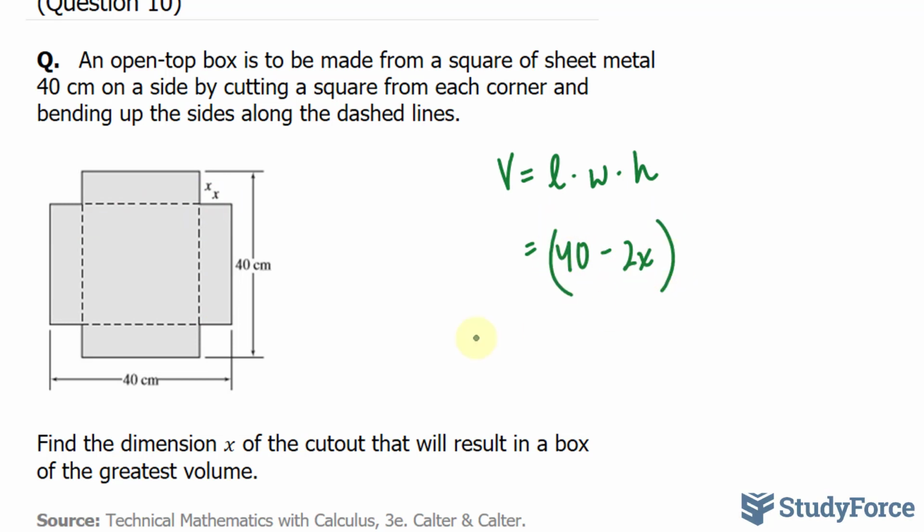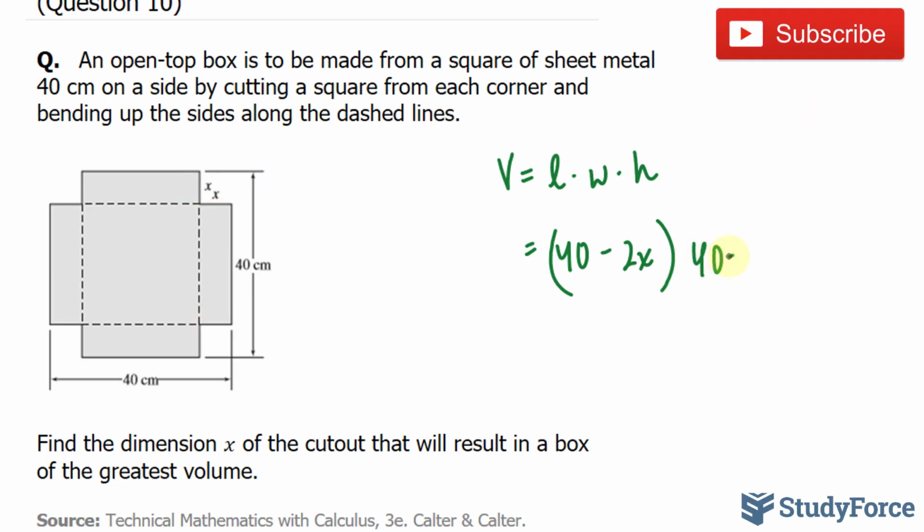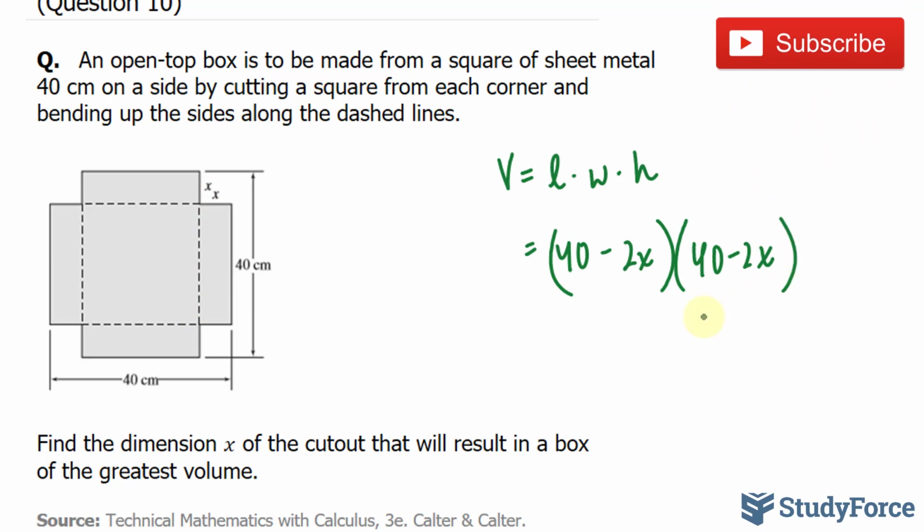And the same can be said about the width. Notice that they give us from top to bottom, but what they really want is from here to here. 40 minus 2x, and the height is x. What we have to do is find out what x value will give us the greatest volume.